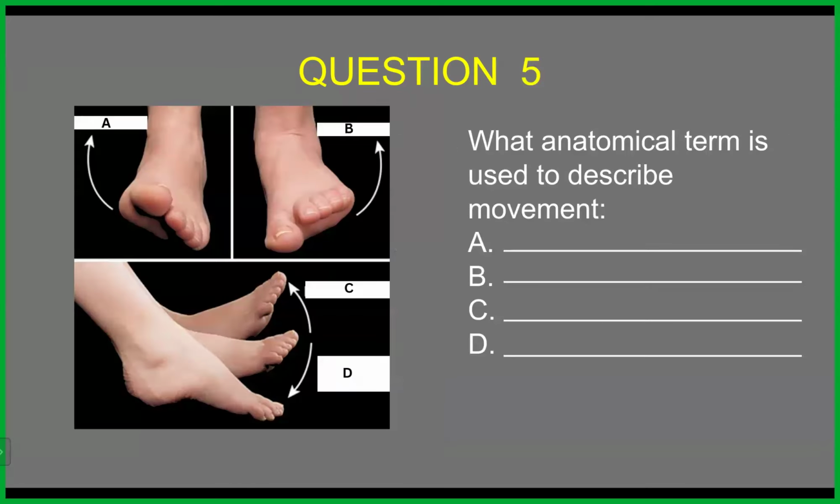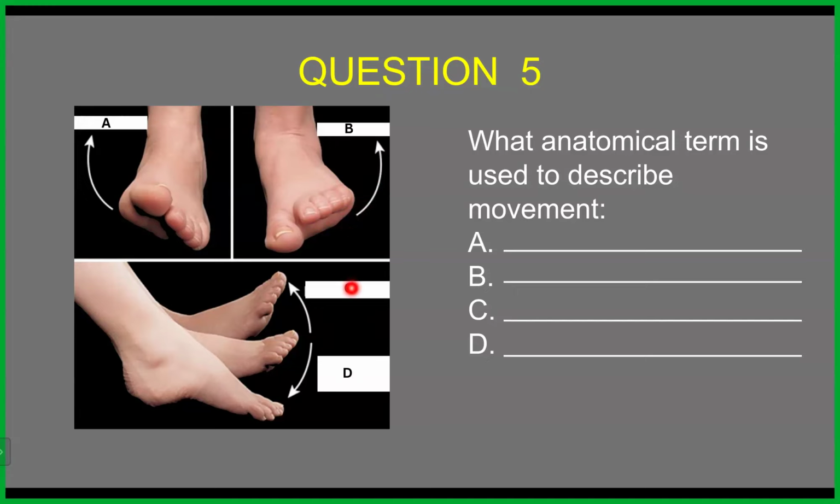Then we have question 5. What anatomical term is used to describe movement A, B, C, and D? So if you look at movement A, there is movement of the plantar surface of the foot, the sole of the foot. It is moved medially. And this is called inversion. And then we have B, where the sole of the foot is moving laterally. And this is called eversion, where it is E instead of IN.